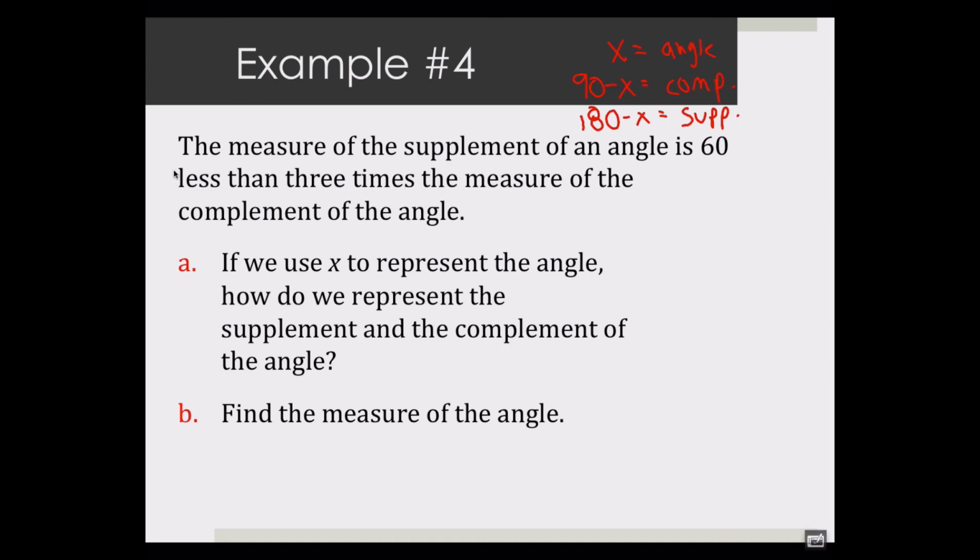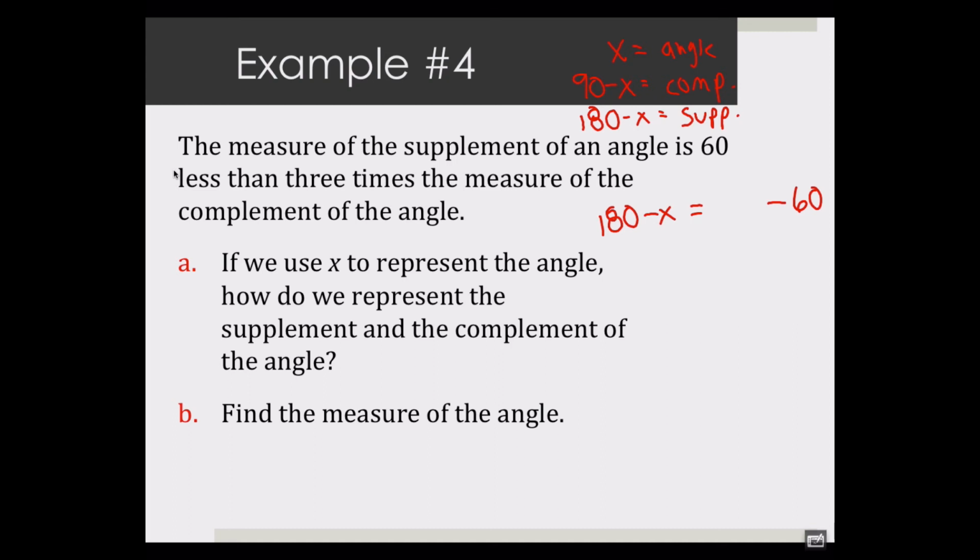Okay, so watch. The measurement of the supplement of an angle. How do I represent that? 180 minus x. "Is" is a key for equals. That's the only thing you really have to remember. 60 less than. How do you represent 60 less than mathematically? Minus 60. So we're going to take 60 away from something.